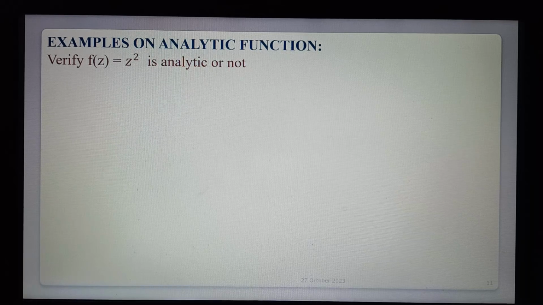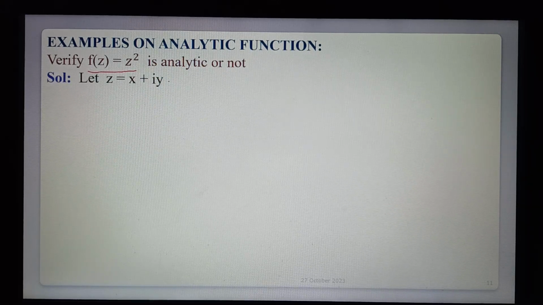The first problem is to verify whether f of z is equal to z square is analytic or not. So how to verify that the given function is analytic? It must satisfy two conditions. The given function must be written in the form u plus iv, and the partial derivatives of u and v with respect to x and y must all be continuous and defined at that point, and it must also satisfy the Cauchy-Riemann equations.